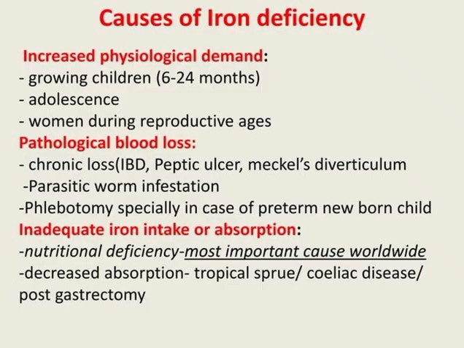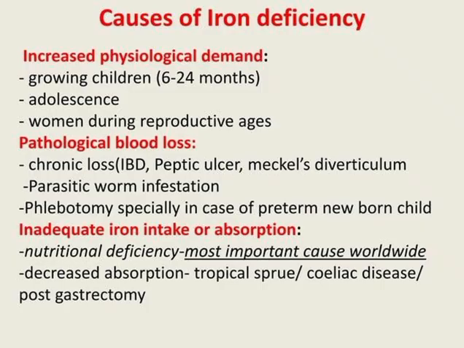The second one is pathological blood loss. Chronic blood loss can lead to iron deficiency. Common causes include gastrointestinal diseases such as peptic ulcer, inflammatory bowel disease, and Meckel's diverticulum. The next one is parasitic worm infestations, which may also cause internal bleeding. And the next one is frequent blood sampling, especially in preterm newborns.